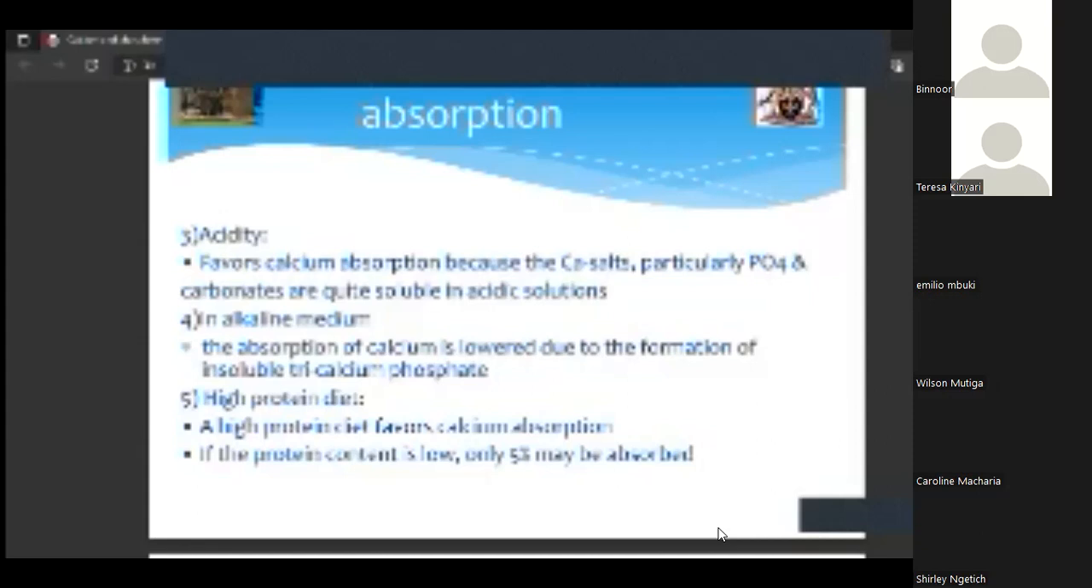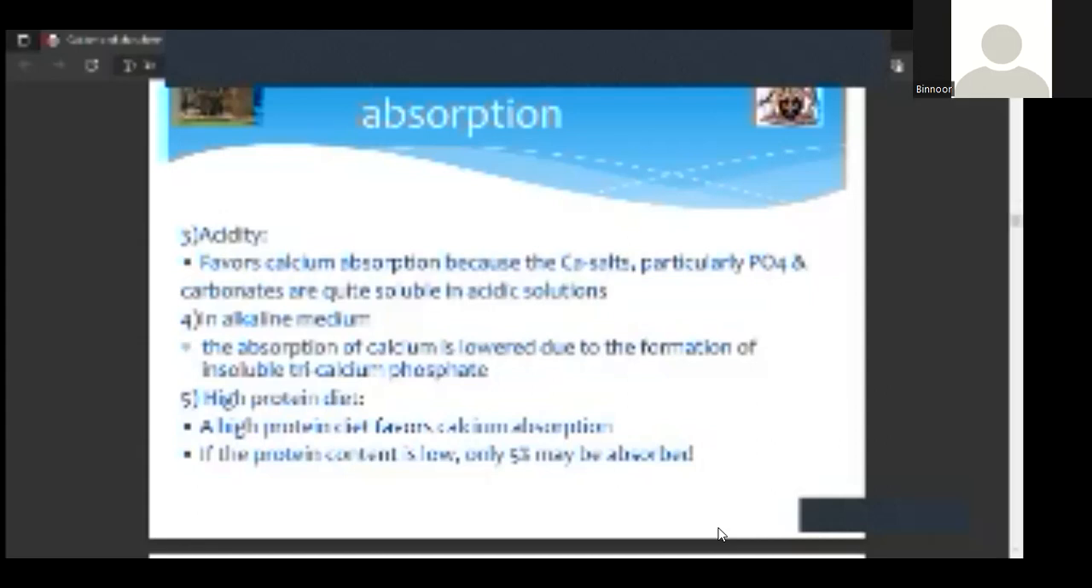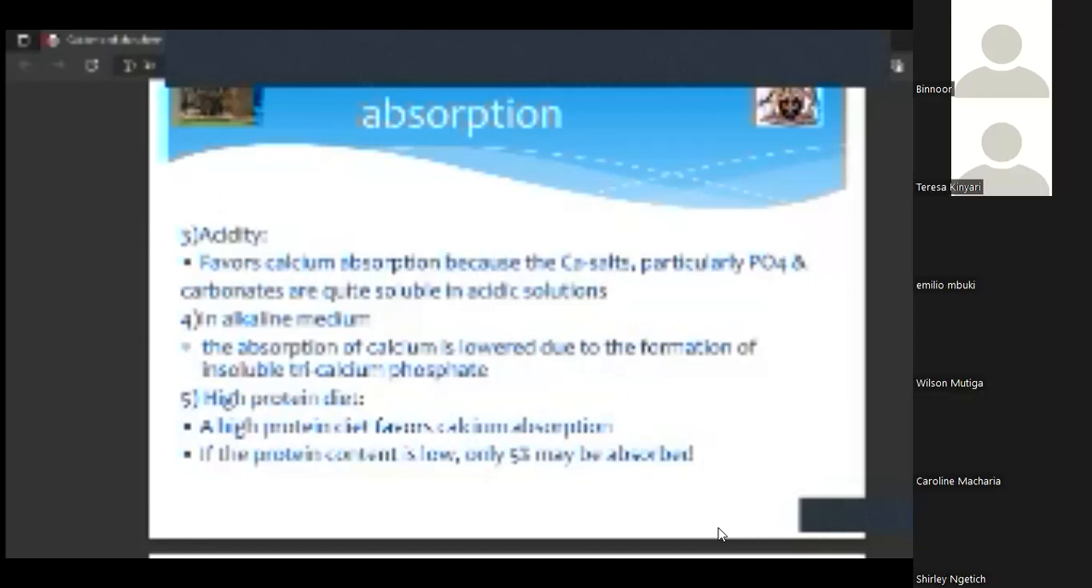The reason for this is that if the protein content of the diet is low, only 5% of the calcium is absorbed. Remember, we said 40% of the calcium is absorbed, but if you have low protein, then of course only 5% will be absorbed. So proteins are important in calcium absorption.